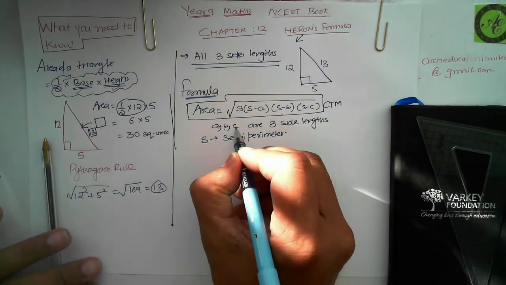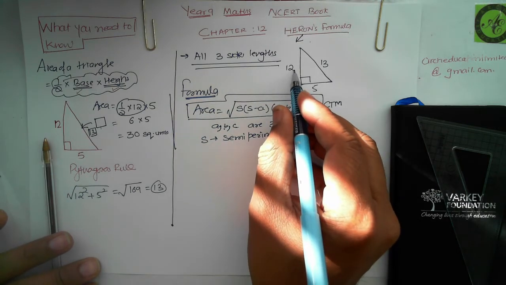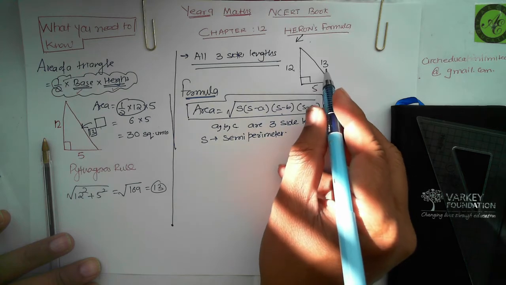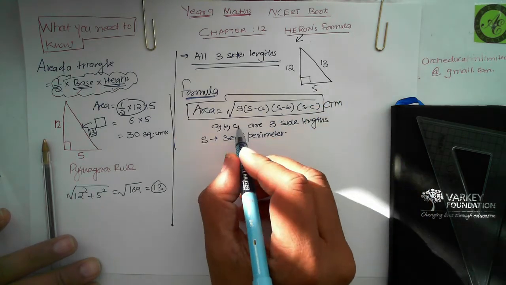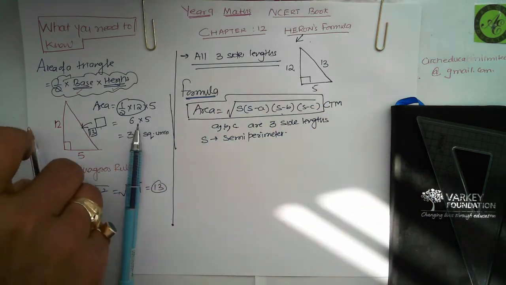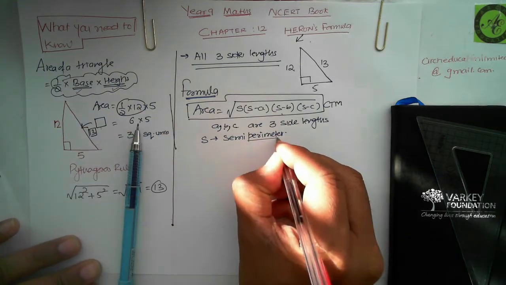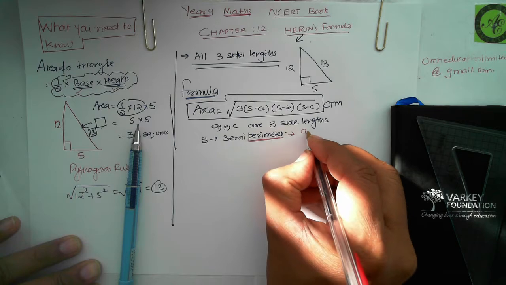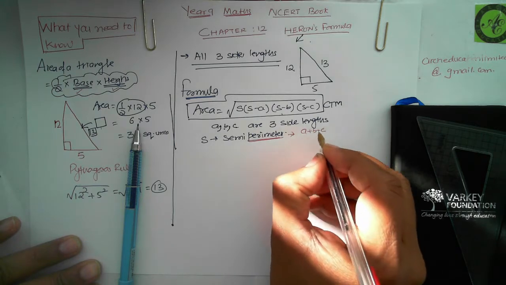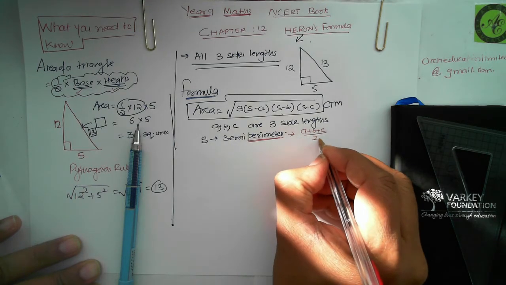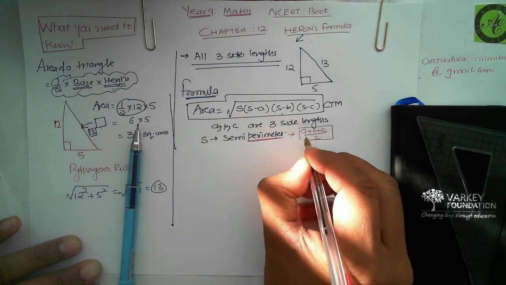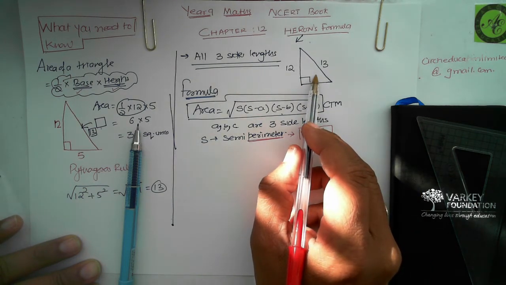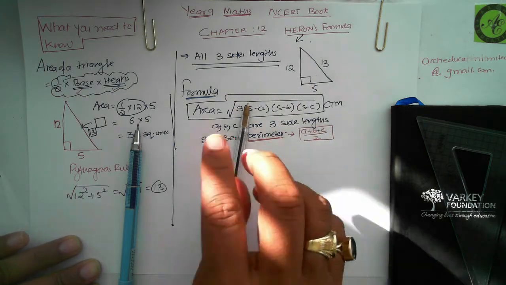A, B, and C are the 3 lengths, which in this case can be 12, 5, and 13. It doesn't matter which one you take as 12, which as 5, which as 13. And S is the semi-perimeter. Semi-perimeter is half of the perimeter. The perimeter is A plus B plus C, and semi means you divide that by 2. So use this formula to work out the area, and I will discuss this with you in a few seconds.